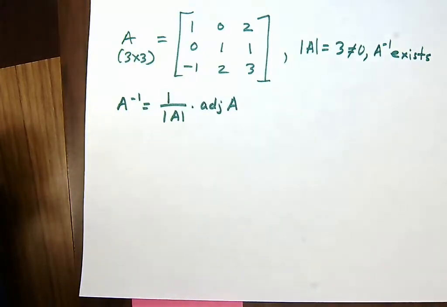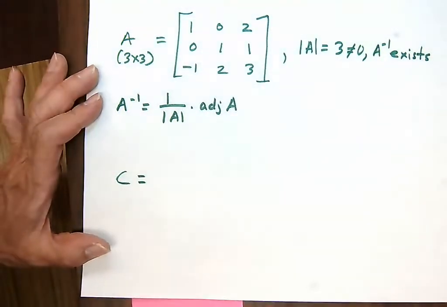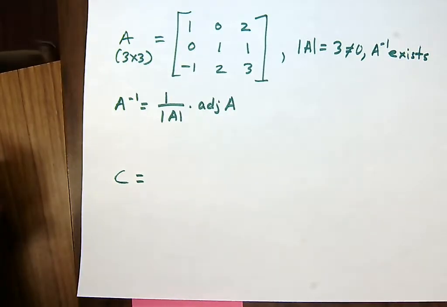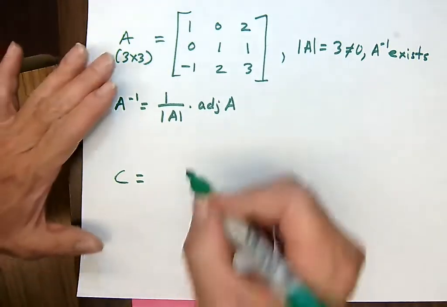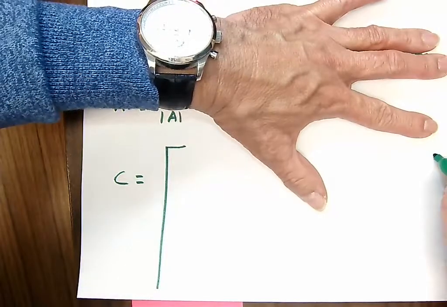So now we need to find the cofactor matrix of the A matrix. And the way we do that is as follows. Remember that the way we find the cofactor matrix is that we simply replace every element of the A matrix with its cofactor. So if the A matrix is 3 by 3, the cofactor matrix of the A matrix will also be 3 by 3. But in this case, let's illustrate it step by step.